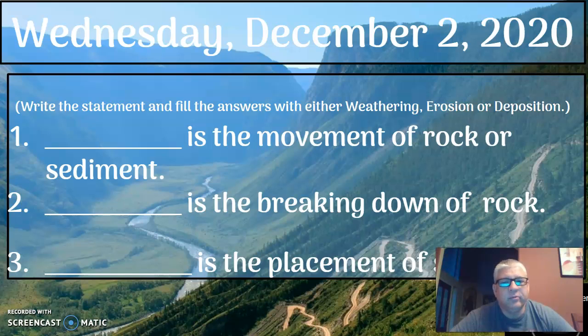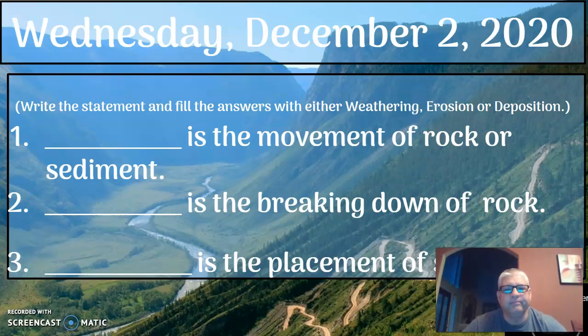And then number three, you can probably guess what that is: the placement. Wherever the particles end up is called deposition. It comes from the word deposit. I'll go ahead and tell you, there are two different examples of deposition. One of them is a river delta, and the other one is an alluvial fan that you'll see at the base of a mountain. Basically, it's just a pile of weathered and eroded material.